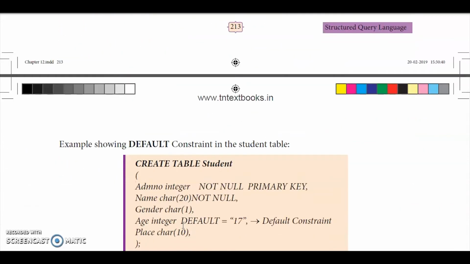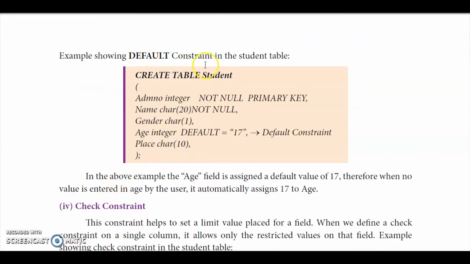Okay, so how can it be done? Showing the default constraint in the student table. So admission number not null primary key, name should not be null. So age. By default, students will be 15, 16 like that. So age integer default. Okay, so what have we given as the default? Equal to 17. That is the default constraint. Okay, so after the column data type, if you want to specify your size, then you give your constraint. So what constraint have I given here? Default. So you have to give the keyword default and you have to set the value also.